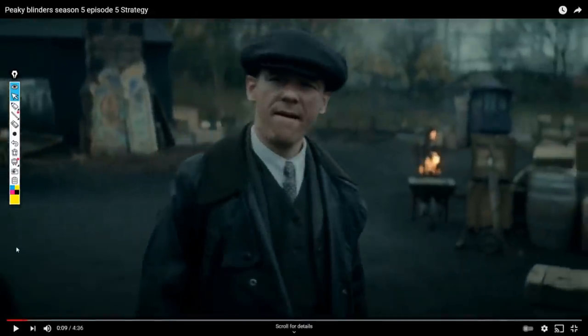A relatively slow turn. I'd say it wasn't too quick. It was pretty medium. You know, he is a gangster at the end of the day. He does have to make sure he's not being attacked from the side. Once he knows who it is, he's completely relaxed.